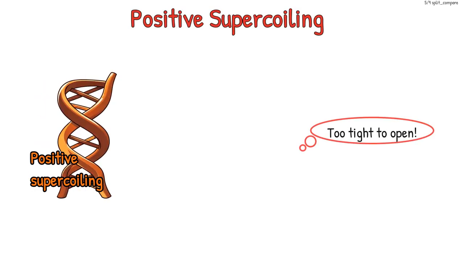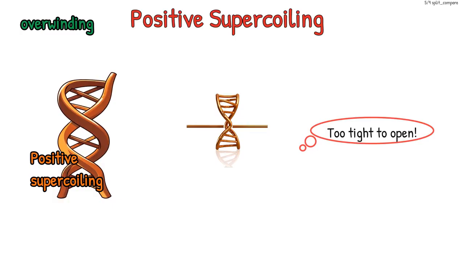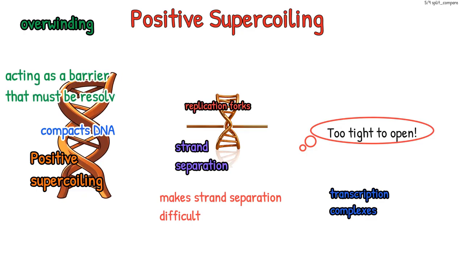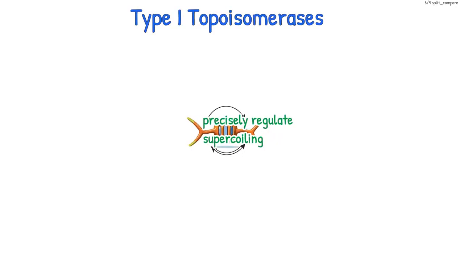Positive supercoiling, where ΔLk is greater than 0, results from overwinding the helix. This compacts DNA, but makes strand separation difficult. It often builds up ahead of replication forks or transcription complexes as they unwind the helix, acting as a barrier that must be resolved. Cells precisely regulate supercoiling using enzymes called topoisomerases.